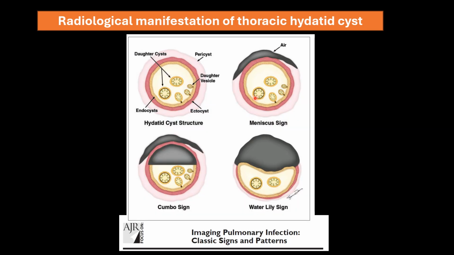So why exactly do we see this meniscus sign? There is air which is seen within the pericyst. If it is only in the pericyst, it's going to be called meniscus sign. If it is within the pericyst as well as the endocyst and ectocyst, it's going to be called the cumbo sign, or more easier to remember is the double arch sign. And if it compresses the endocyst and there's a rupture into the ectocyst, it's going to be called water lily sign.